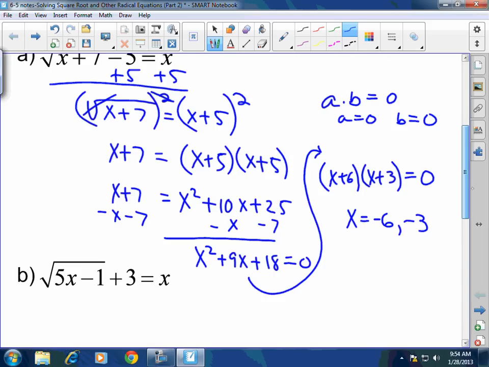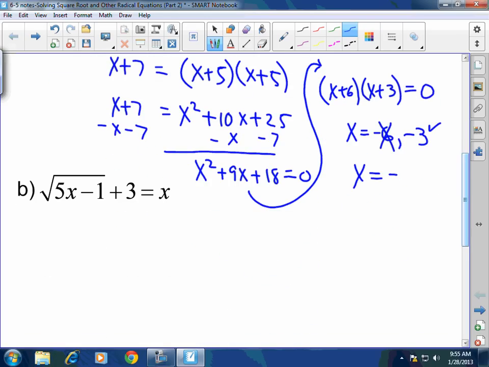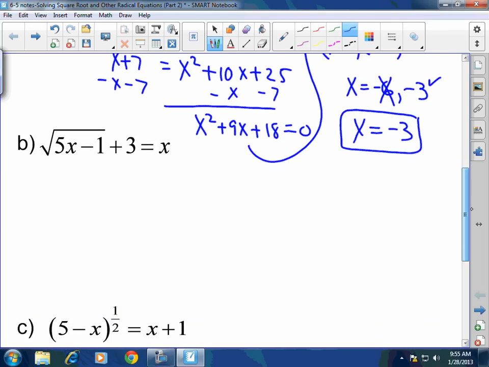Now we have to go back, unfortunately, and we have to test this. Okay, guys? We have to absolutely test this. Let's go ahead and do the -6. When I get the square root of -6 plus 7, that's the square root of 1. 1 minus 5 is going to be -4, not -6. So this guy will not work. When it's -3, I got the square root of 4, which is 2. 2 minus 5 is -3. So it works. So only x equals -3. -6 is extraneous. So same concepts here, just a little bit more math. Not a real big deal.